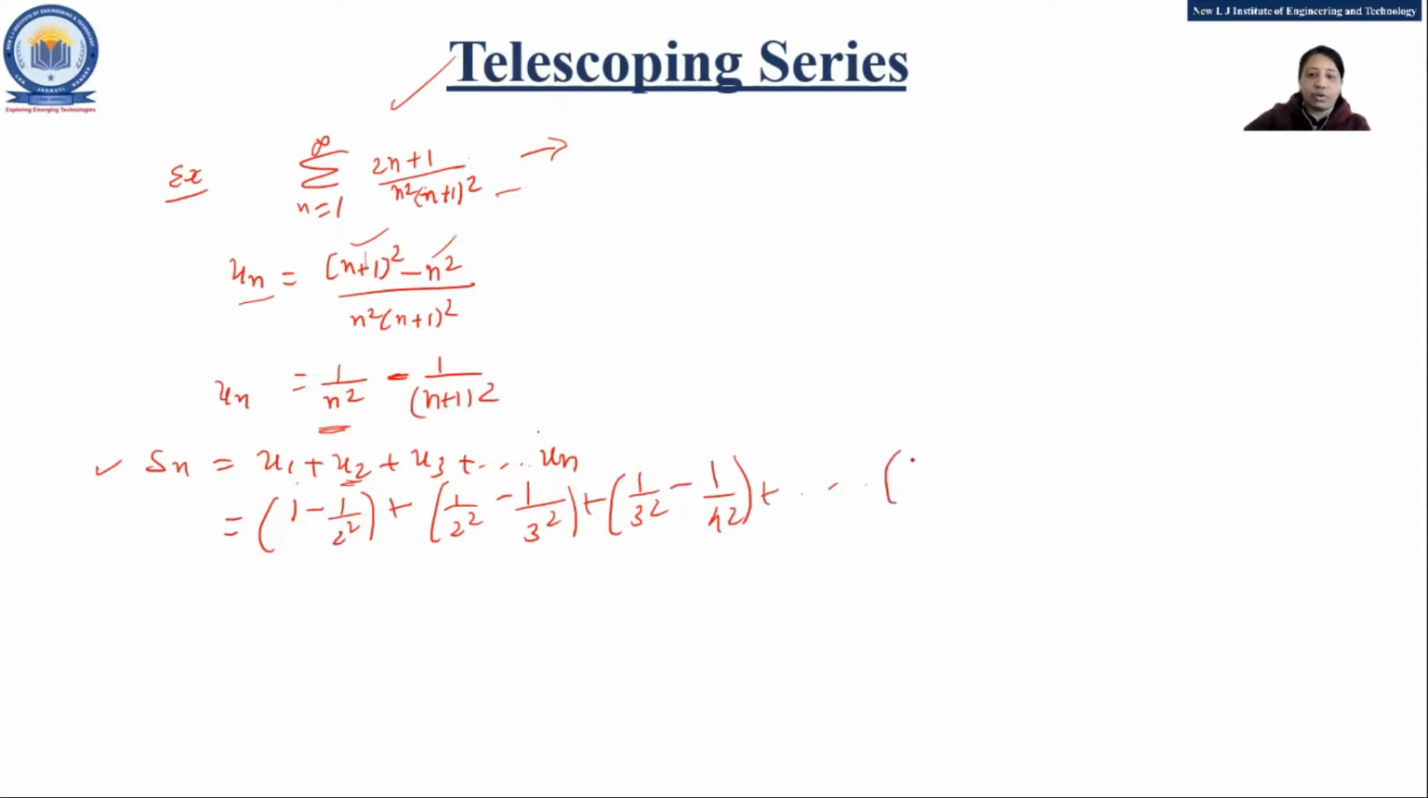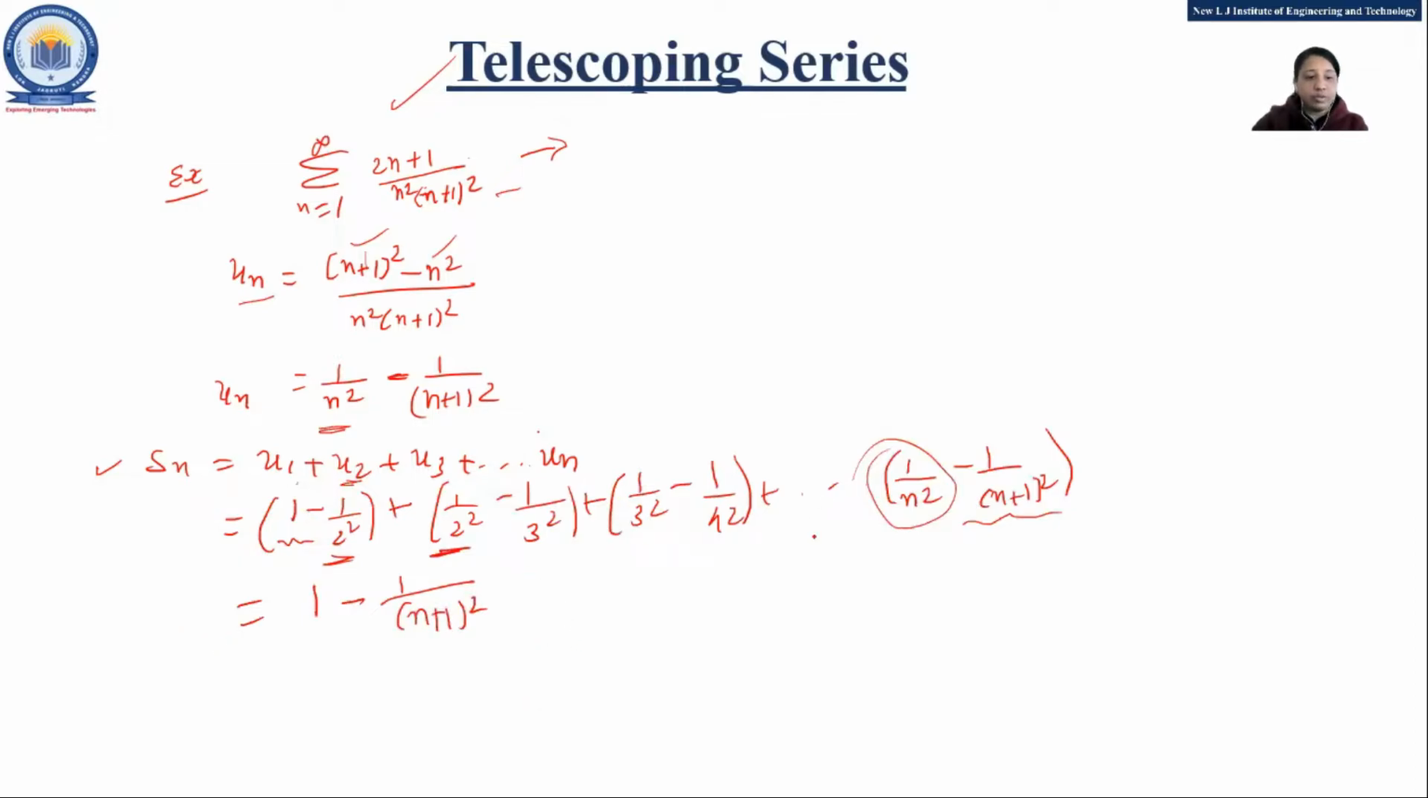Now the last term would be 1 upon n square minus 1 upon n plus 1 square. You can see that in a telescoping series, the terms other than the first are cancelled with either a preceding or following term. So 1 upon 2 square is cancelled with the previous one. After that, only two terms remain, that is, the fixed 1 and this last term. This 1 upon n square is also cancelled with the previous one. So we will be having 1 minus 1 upon n plus 1 square.